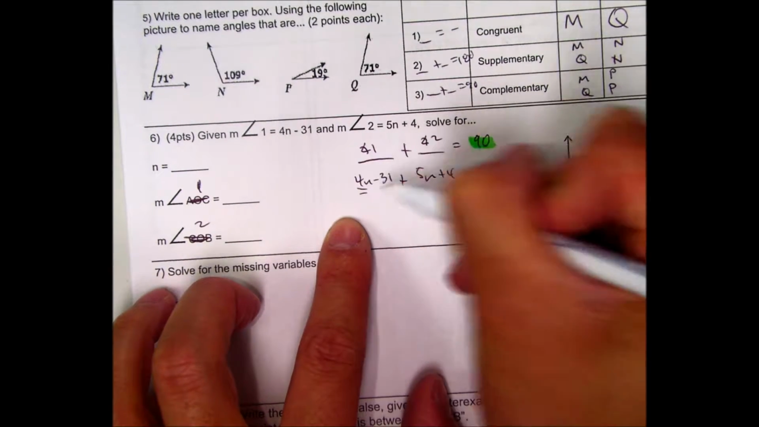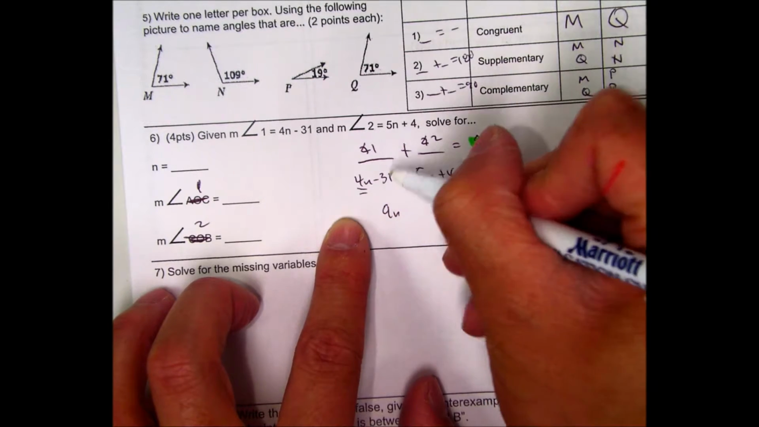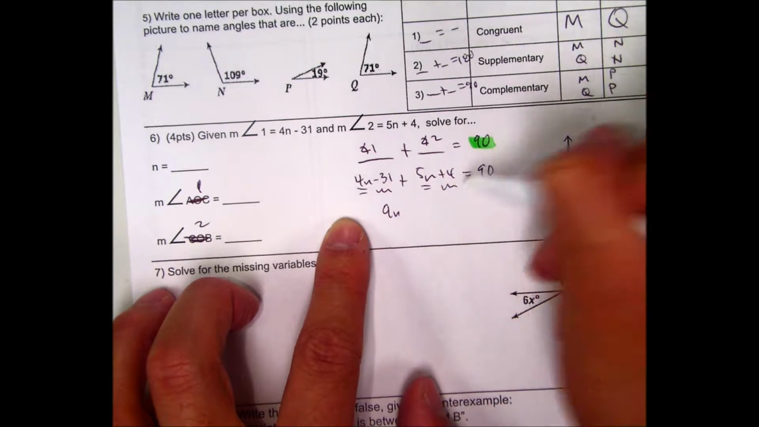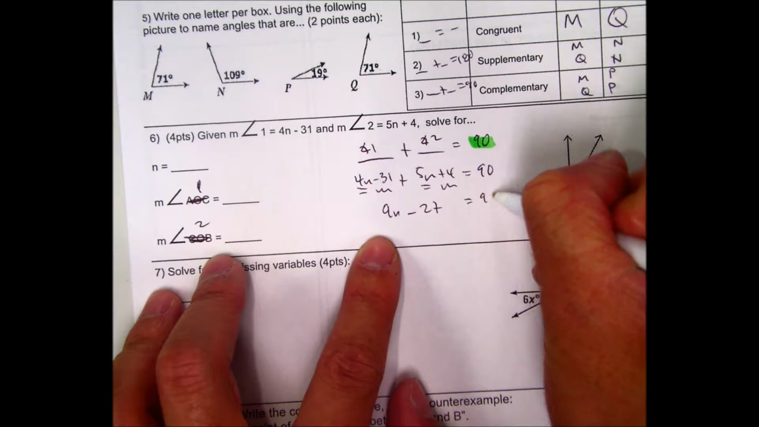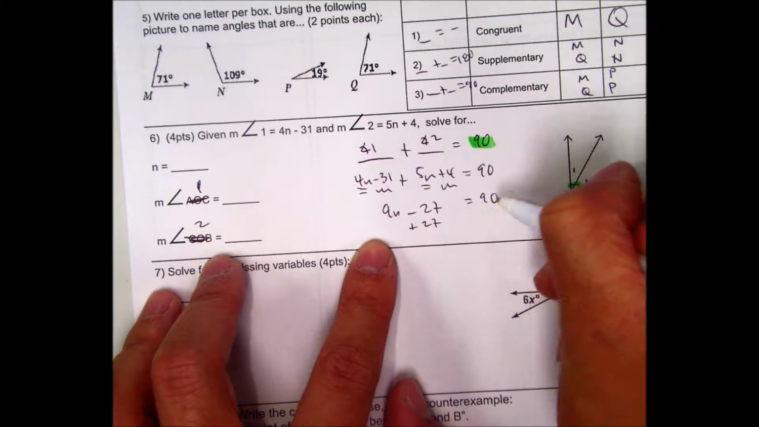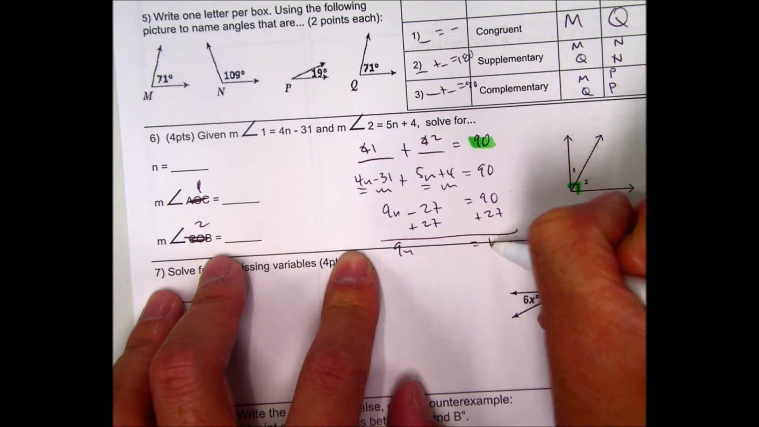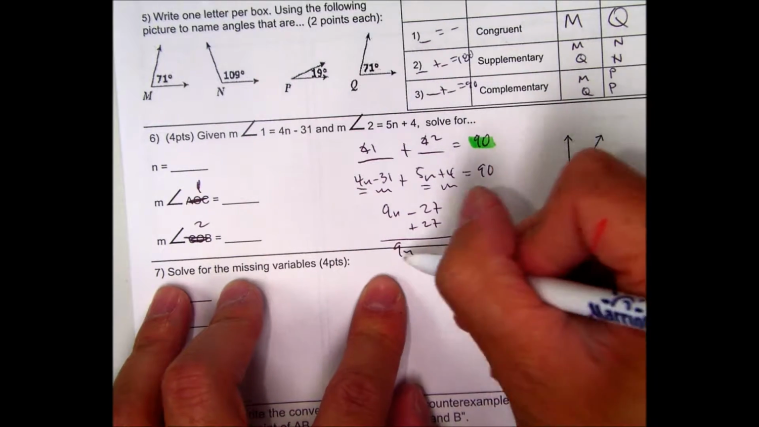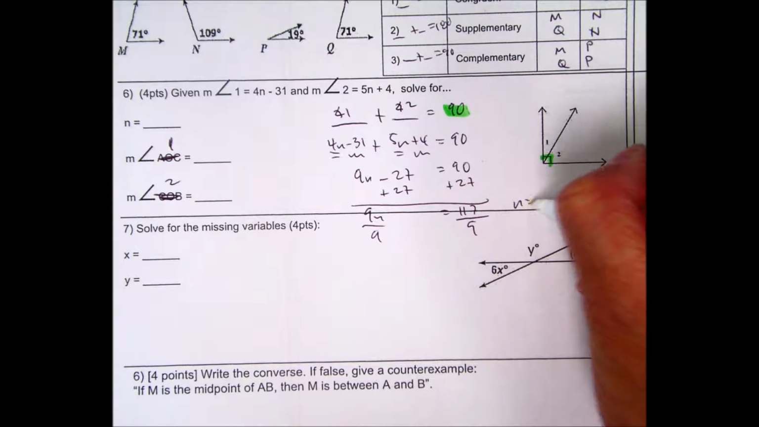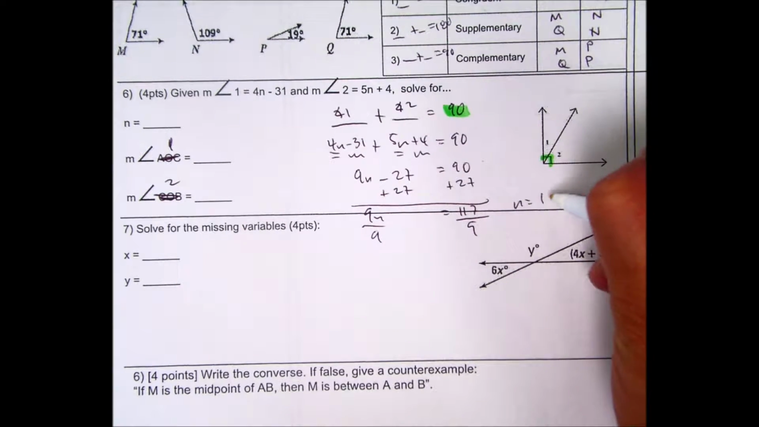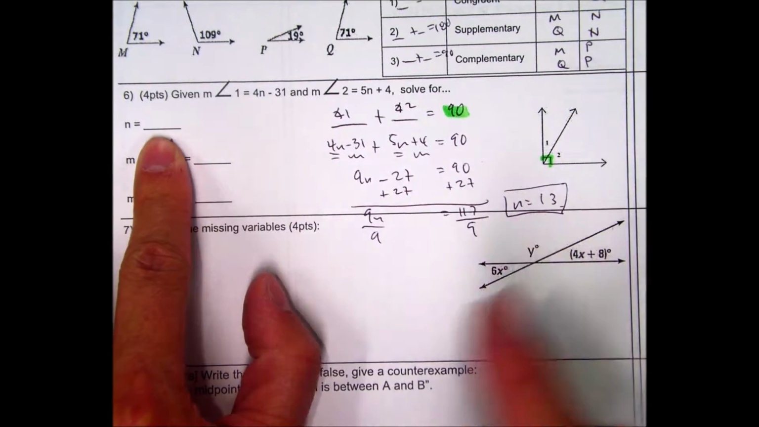Now I'm just going to combine like terms, so 4n and a 5n gives us 9n. Negative 31 and a positive 4 gives you negative 27. Add 27 to both sides. 9n is equal to 117. And if I divide by 9 on both sides, I'm going to get n is equal to 13. So n equals 13 there.